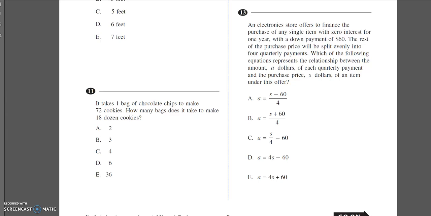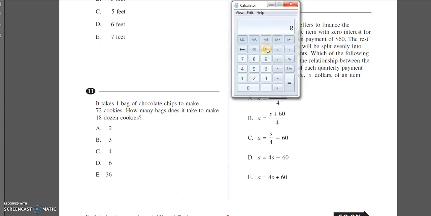How many bags does it take to make 18 dozen cookies? What your students need to understand first of all is how many cookies is in a dozen, which would be 12. So we're going to go to our calculator and we're going to make 18 dozen cookies, which means we're going to make 216 cookies. Now we're going to take that amount and divide it by 72, and we're going to need 3 bags of chocolate chips to make that many cookies.